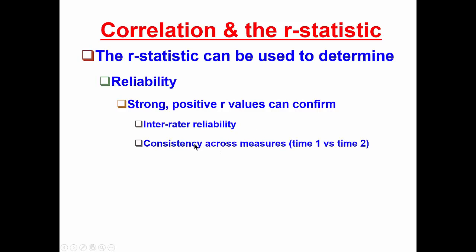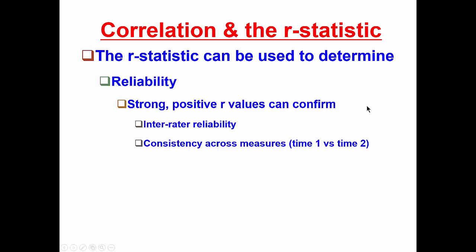We can also think about consistency across measures. So maybe we're going to have just one judge, but maybe that judge makes a measurement at time 1, and that can be our y-axis value. And that same judge measures the same dancer at time 2, that'll be our x-axis value. And that same judge would be making many, many observations at time 1 and time 2 for many, many different dancers.